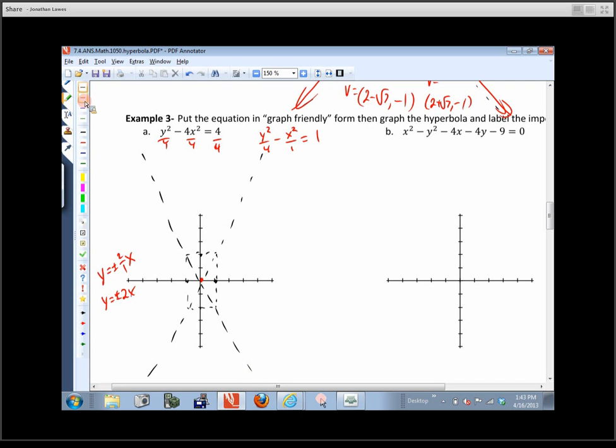Figure out whether it opens up or down. Which is it? Up and down. Okay, just like that last one that we did. So I'll go ahead and draw those points. Swing in here, hit that one, go up. Swing in here, hit that one, go down.